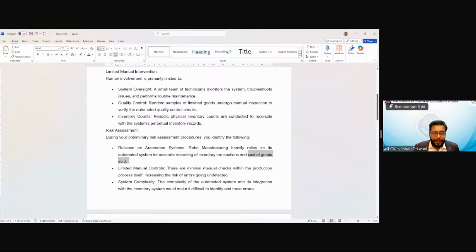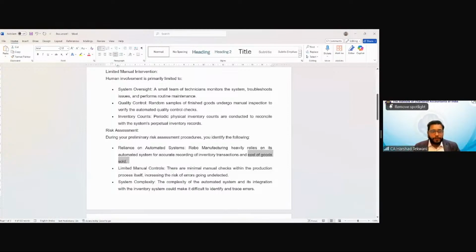Because let's say in some cases, if it is pre-programmed or AI driven, in that case understanding the logic, understanding the controls will give you more comfort, more evidence than substantive testing. For example, if you are testing an AI system, how will you perform substantive testing?